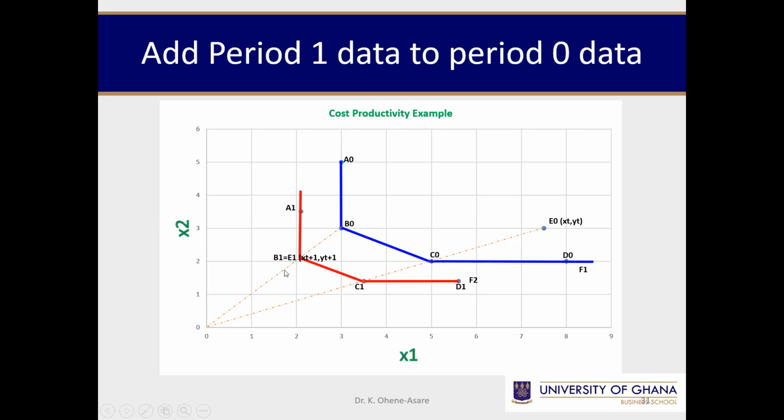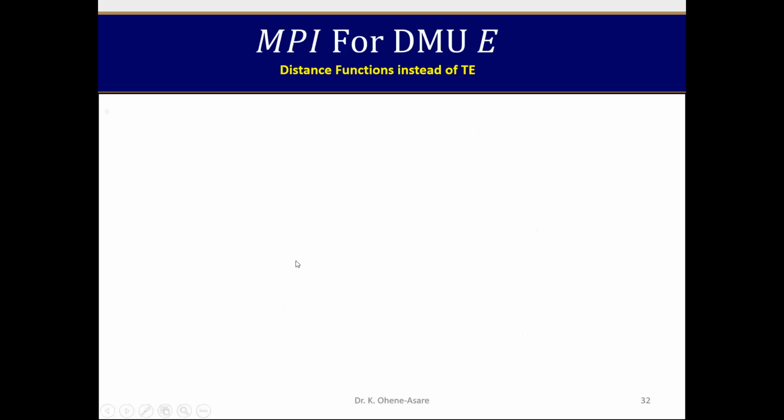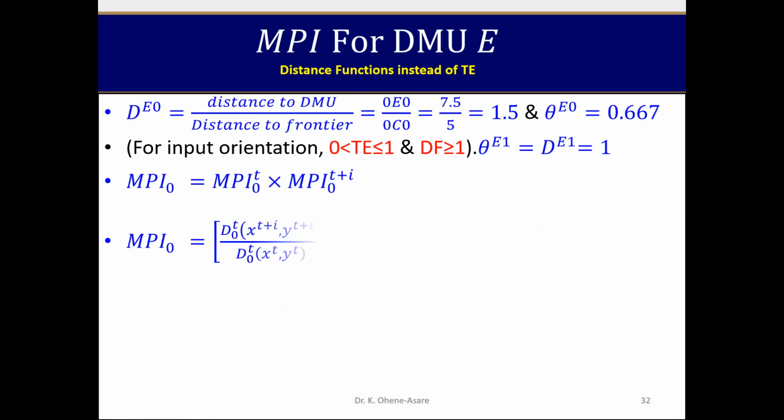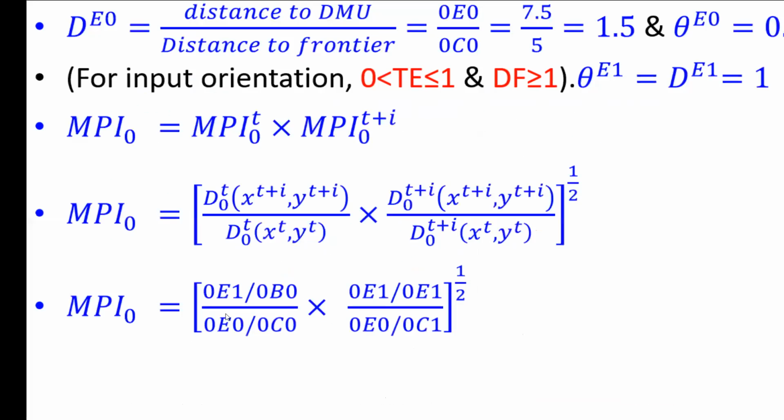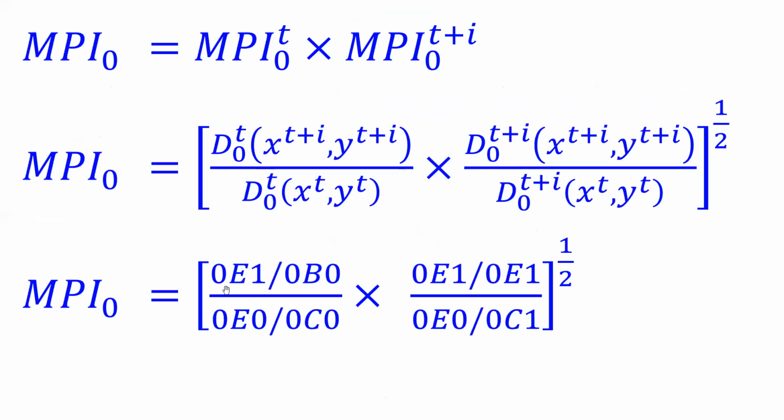over OB0, where the E1 here is the firm. So that's what you see here. That is what you see at the top part here. So when you look at the top part here, you can see that we have OE1 over OB0. Okay. So that's the first part.